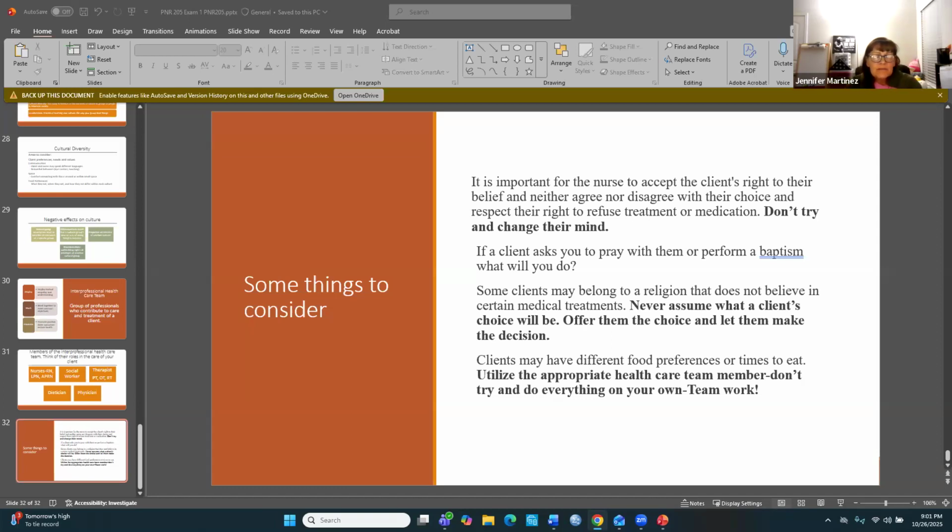And clients may have different food preferences or times to eat. So utilize the appropriate healthcare team member. Don't try to do everything, teamwork. This is something I have seen too, different food preferences. If the hospital can't provide the food that they need, sometimes family will bring in food that's culturally appropriate. Not everybody wants to eat breakfast at 7 o'clock in the morning, right? They may say, I'm going to sleep till 8 or 9, that's when I eat breakfast, right? So we can sometimes try to accommodate those needs for those patients.